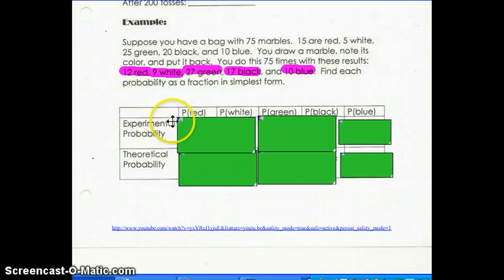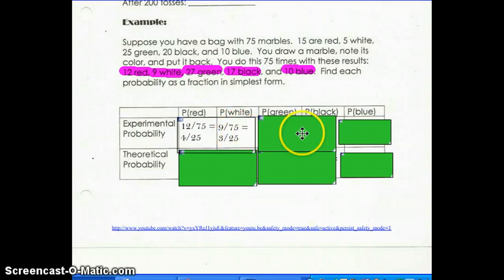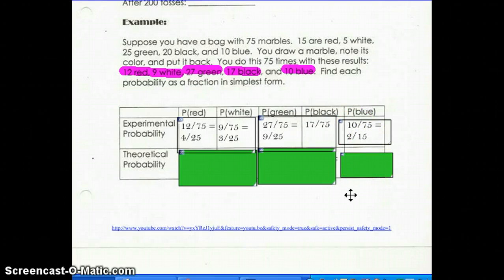The experimental probability of getting a red is 12 out of 75, or 4/25. For a white, 9 out of 75, or 3/25. Green, 27 out of 75, or 9/25. Black is 17 out of 75, and blue is 10 out of 75, or 2/15. These are the experimental probabilities, which would be what actually happened when you were taking the marbles out of the bag, out of the total number of trials.